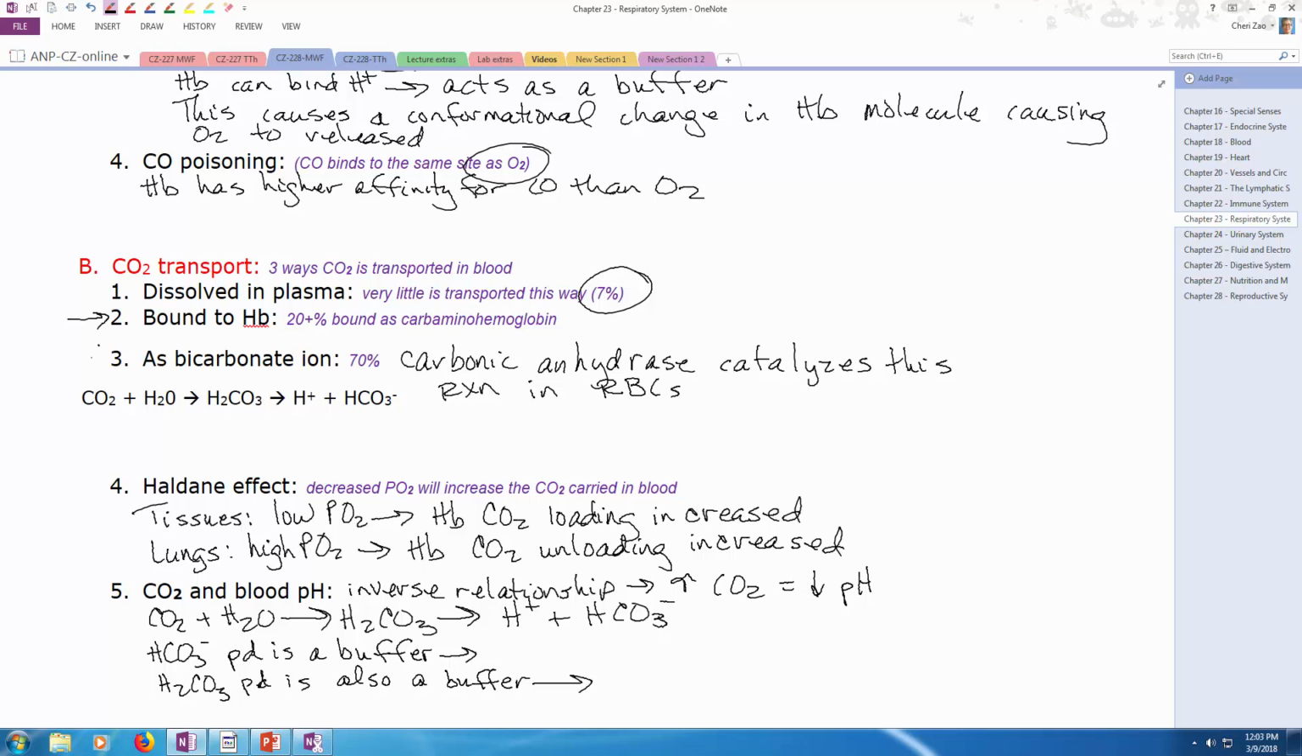The main source of carbon dioxide transportation, however, is as the bicarbonate ion, HCO3 with a minus charge. This is done via an enzyme that's inside our red blood cells called carbonic anhydrase. So carbonic anhydrase helps us create a chemical reaction where we combine carbon dioxide and water inside our red blood cells and get carbonic acid.